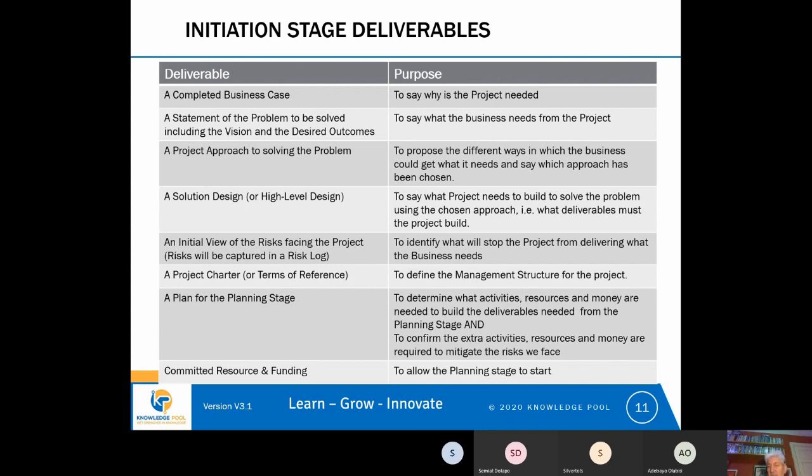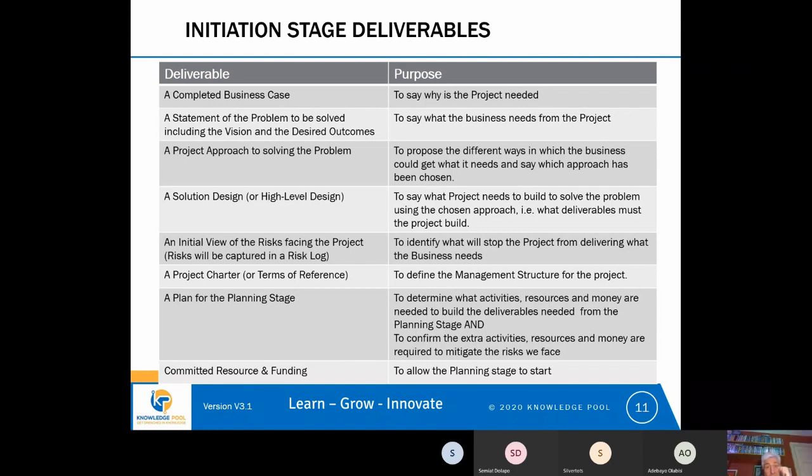So it's often the case that funding is released in stages, and the last stage of initiation will be where you get confirmation that you have the people you need and you have the money you need for the next stage. That means the next stage can begin. If you don't have the money and you don't have the people, you can't begin the next stage. What you need to do is find out why you can't get the people or deal with why you can't get the funding.